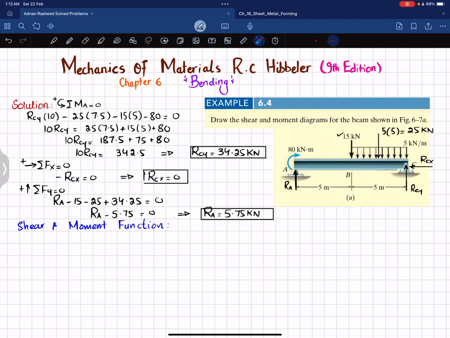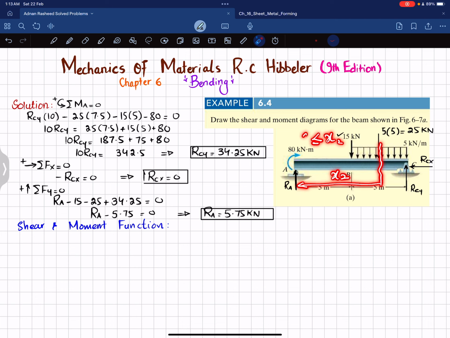First we will section the beam for this X1, and this X1 will be greater or equal to 0 and less or equal to 5 meter. And then we will section the beam in this region for X2, and X2 will be greater than or equal to 5 meter and less than or equal to 10 meter.